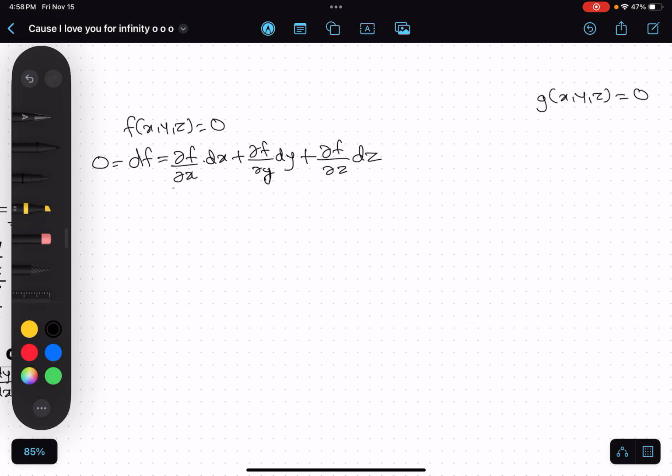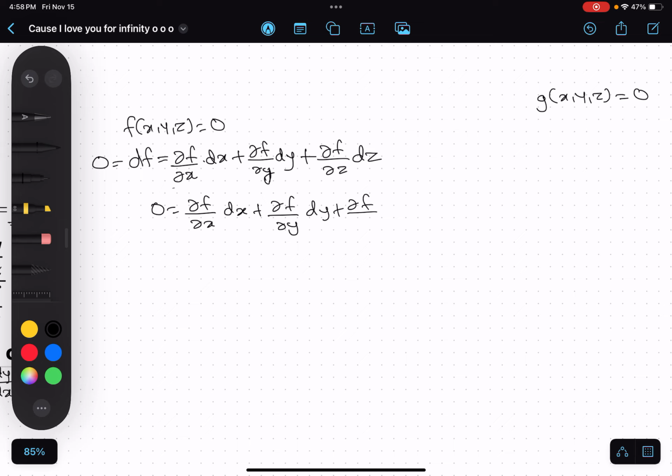Now over here, if you want to find dy by dx, what you can again do is divide all of these terms, both sides, sorry.